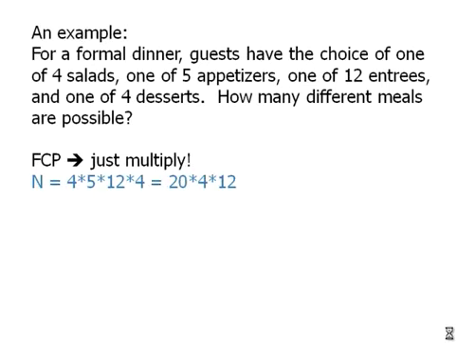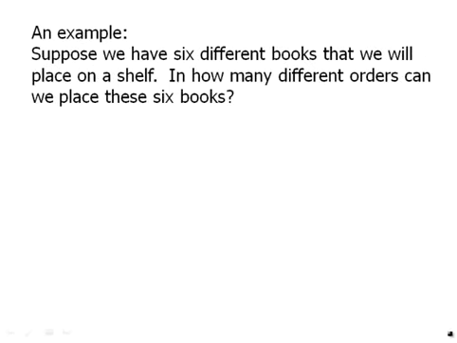Well, 4 times 5, of course, is 20. Then multiply by that other 4, that's 80. Well, 8 times 12 is 96, so 80 times 12 would have to be 960. That's the answer.